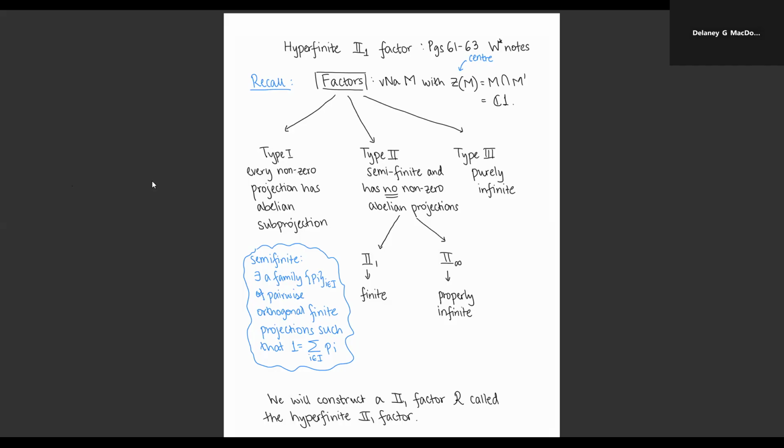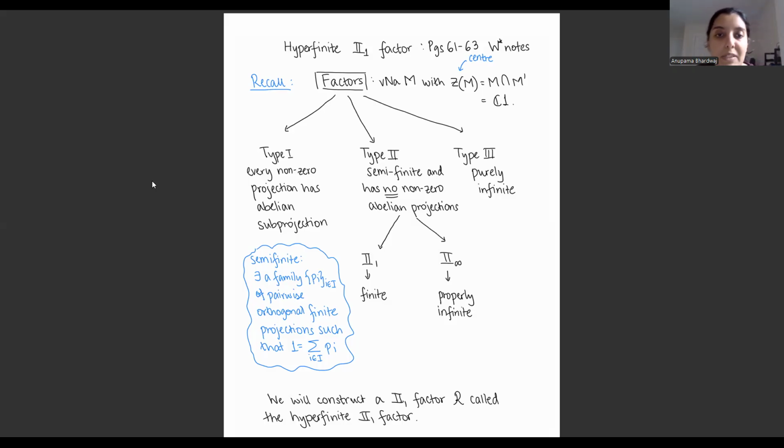Okay. So just to recall what a factor is: if you have a von Neumann algebra M where the center Z(M), which is M intersected with the commutant of M, is trivial, then that's called a factor. And you saw the type decomposition theorem yesterday, where a corollary is that any factor is of one of three types: type I, type II, or type III. So what do we mean by type I?